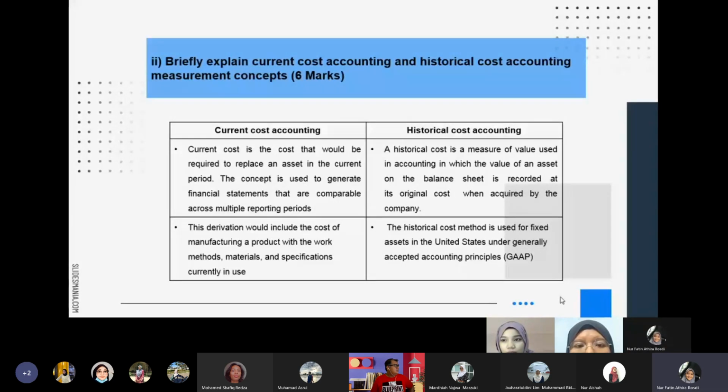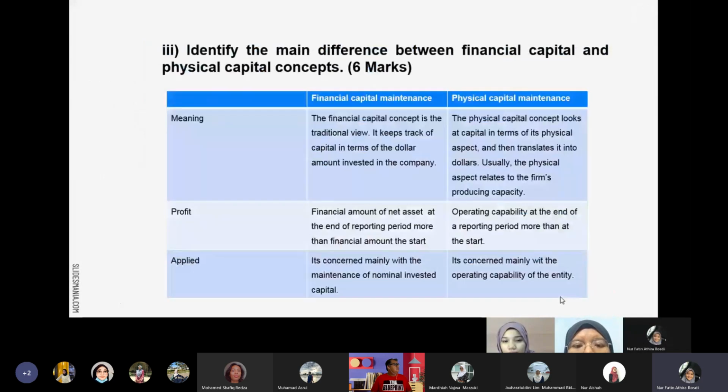Okay, next slide. Next question is identify the main difference between financial capital and physical capital concepts. In terms of meaning, for financial capital maintenance, the financial capital concept is the traditional view. It keeps track of capital in terms of the dollar amount invested in the company.